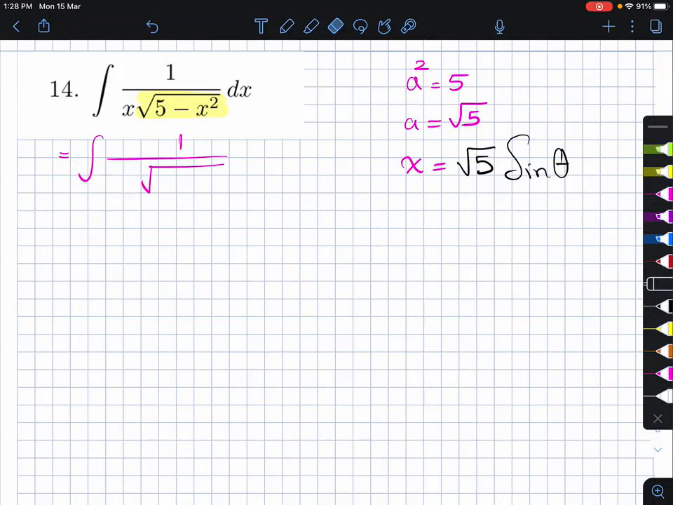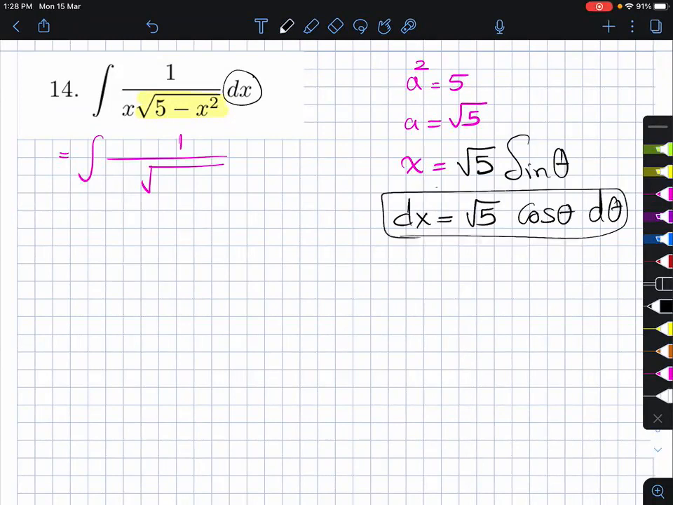But x squared, you must differentiate to replace also the dx. So the dx now equals root 5, a constant, and the derivative of sine is cosine theta d theta. This is the dx, and this is the x, and we need x squared. The x squared equals 5 sine squared theta, because the square of root 5 is 5.